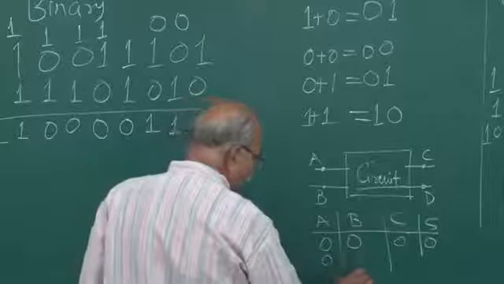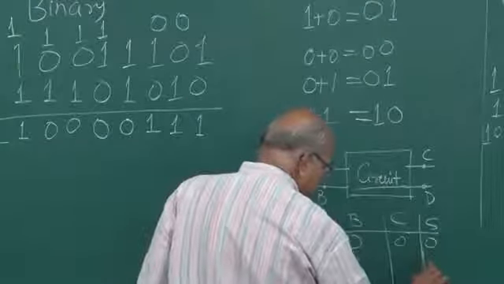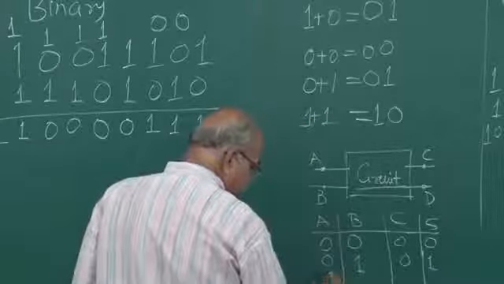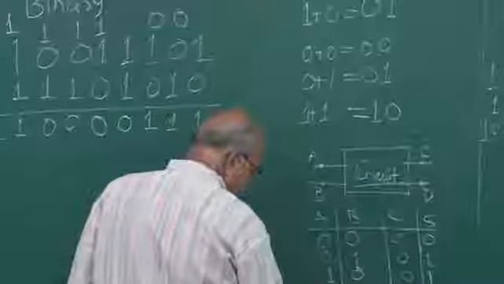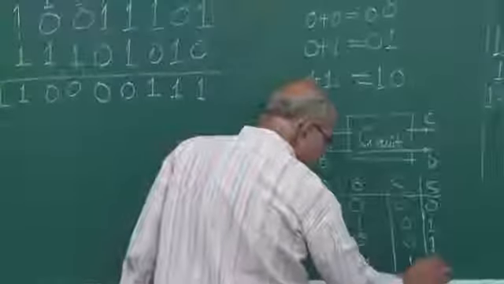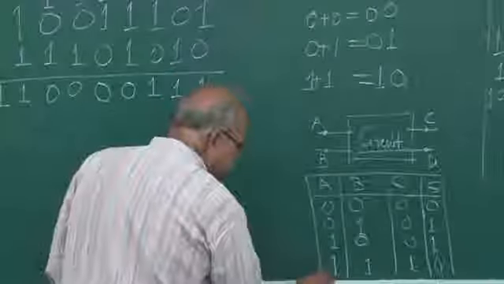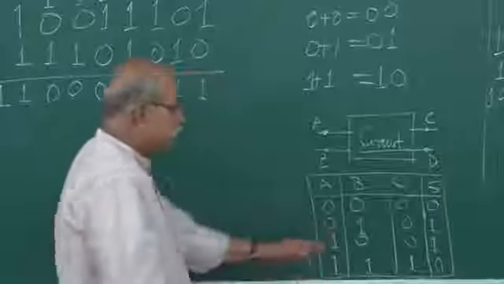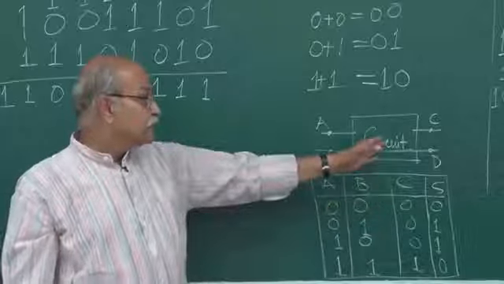If it is 0 1, then I should get sum as 1 and carry as 0. If this is 1 and this is 0, once again I should get the same thing. And if this is 1 and this is 1, then carry should be 1 and sum should be 0. So this is the input output, that is our requirement. My circuit should do this.